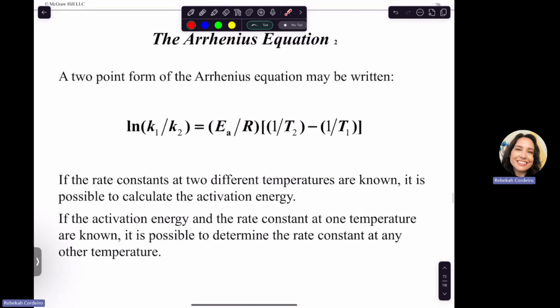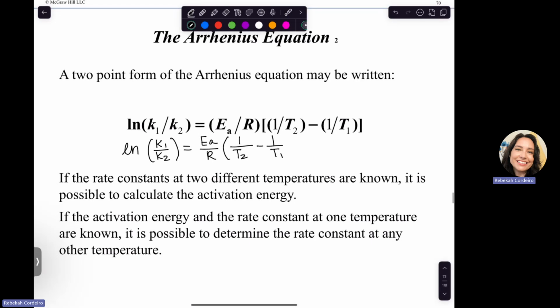And then, of course, like Clausius-Clapeyron, we can also have a two-point form of the Arrhenius equation. You're not going to be given this, but we can relate it to Clausius-Clapeyron. If Clausius-Clapeyron is P1 over P2, then Arrhenius is K1 over K2. Clausius-Clapeyron is delta H over R, but Arrhenius is activation energy over R. Clausius-Clapeyron is 1 over T2 minus 1 over T1, and the Arrhenius equation is also 1 over T2 minus 1 over T1. So what we're changing from Clausius-Clapeyron is that our P's turn into K's, and our delta H turns into activation energy.